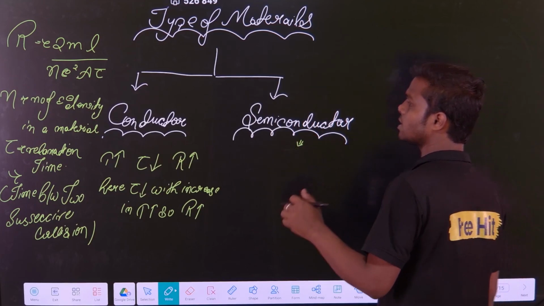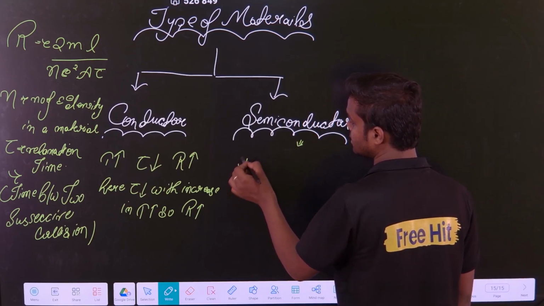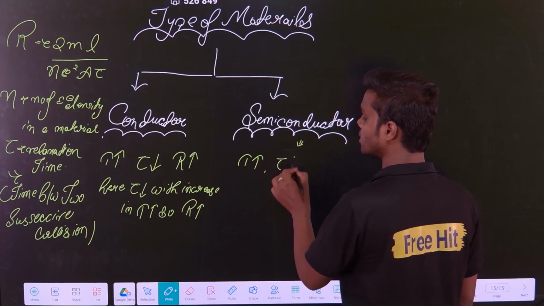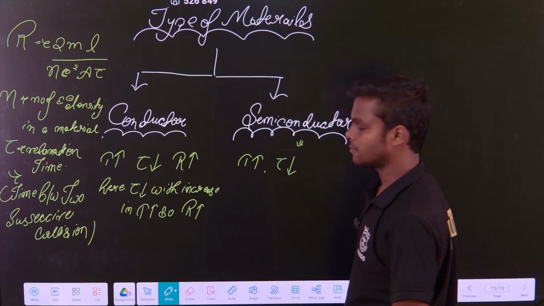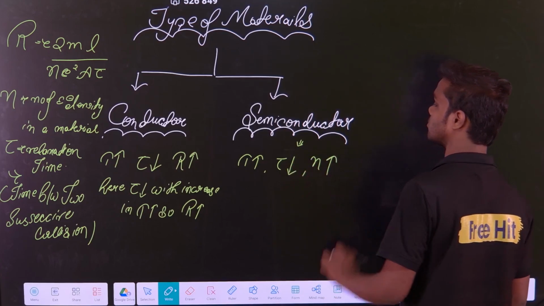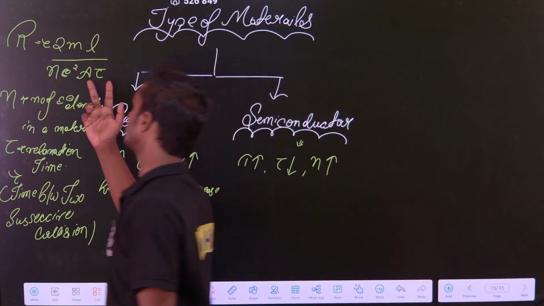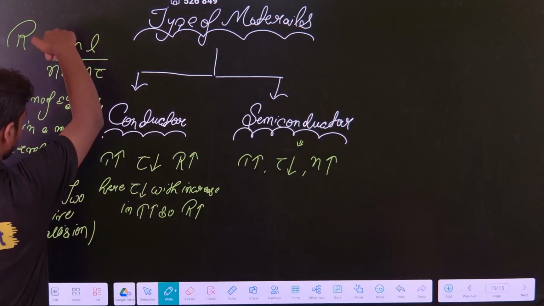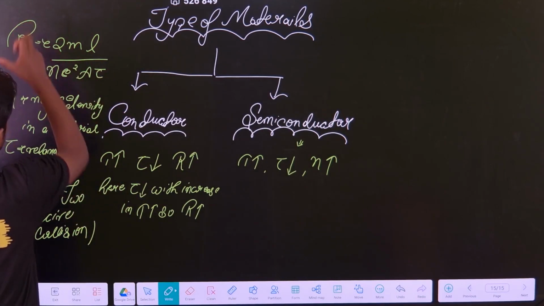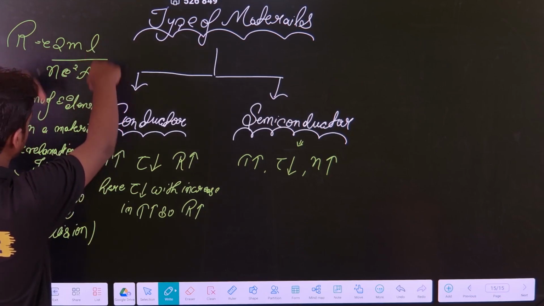Now let us discuss what is going to happen in a semiconductor. If you see in a semiconductor, with increasing temperature, obviously tau will decrease. That is obvious, we got the reason. But what about n? Here n also increases. In the denominator, one factor is increasing and one factor is decreasing.